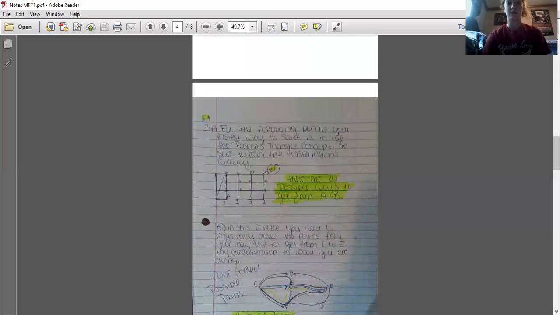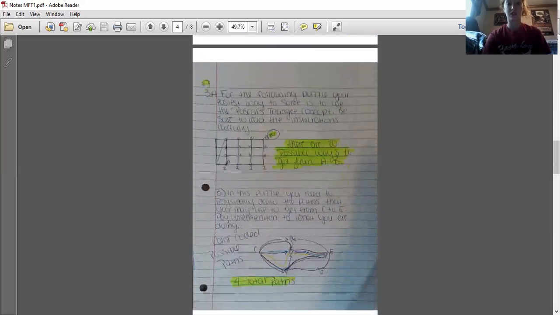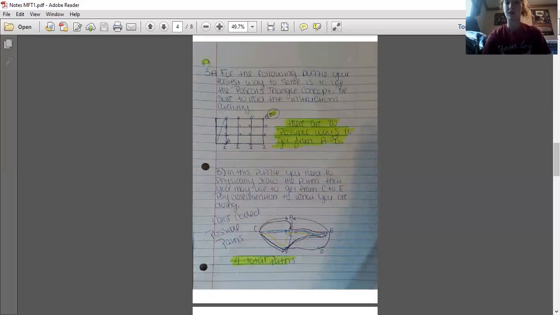In 3A, for the following puzzle, your easiest way to solve is to use the Pascal's triangle concept. Be sure to read the instructions. I ended up getting there are 20 possible ways to get from A to B. And as you can see here, I wrote down how many ways there are to get to each square and each corner.